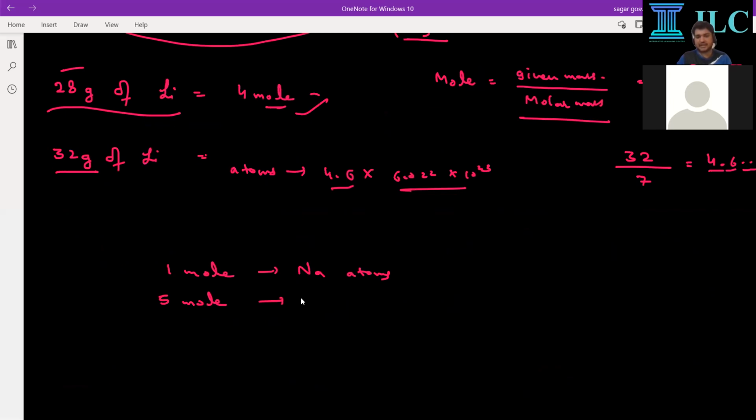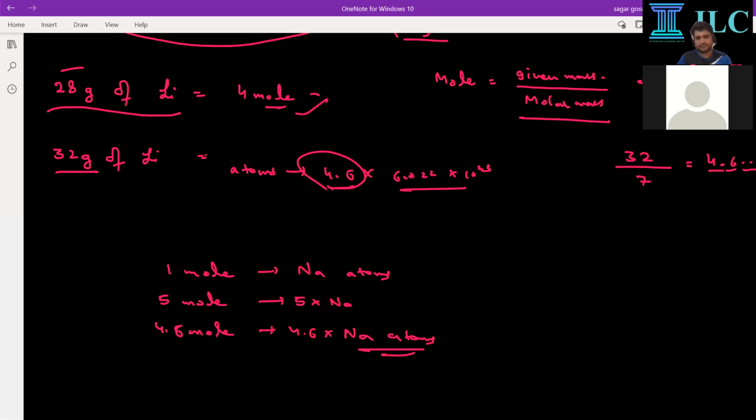If 1 mole contains 5 Na, yeah, 5 into Na. So same thing here. How much mole did you just get? Suppose I say 4.6 moles, then it will become 4.6 into Na. Very simple. So that is how you can find out the atoms.